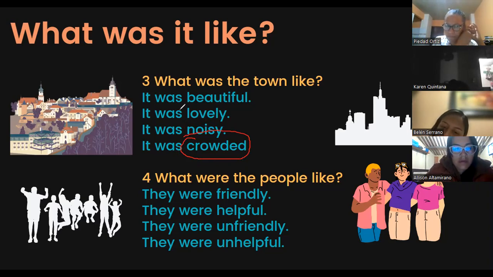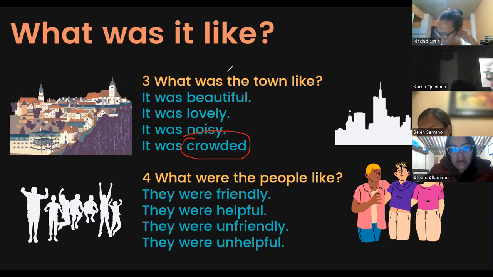No solamente podemos hablar de la ciudad. Podemos decir, por ejemplo, que el metro, the subway, is crowded. Okay, hay mucha gente. Puede decir, la sala, the room, is crowded. That means that it is full of people. That is the meaning of crowded.